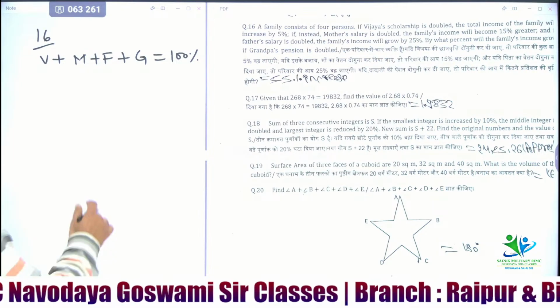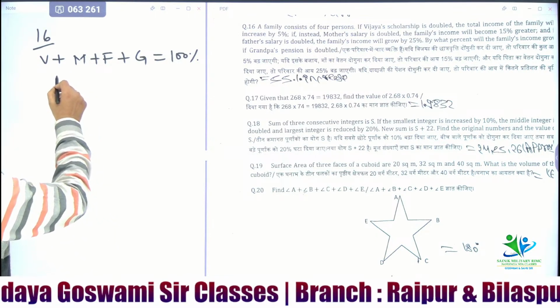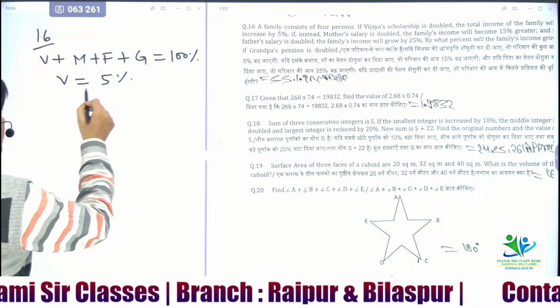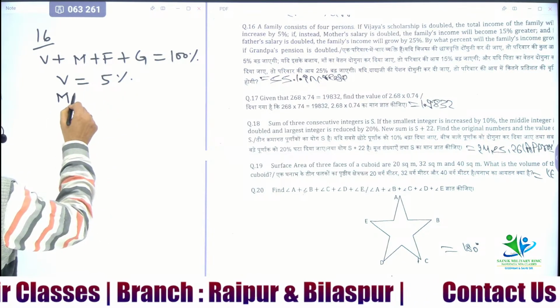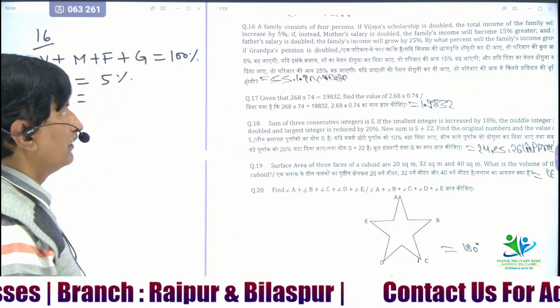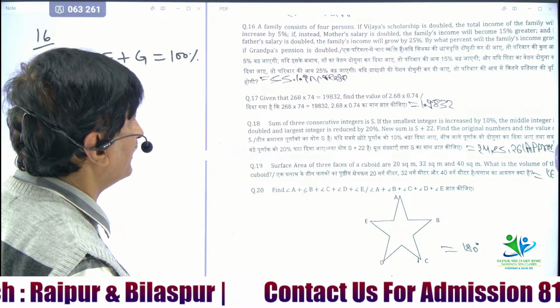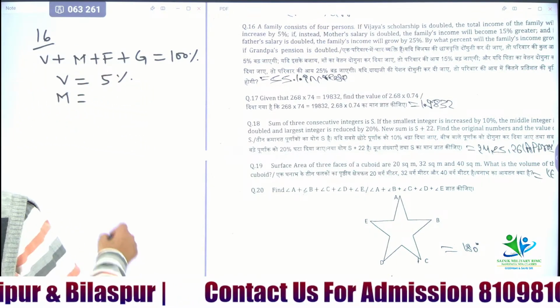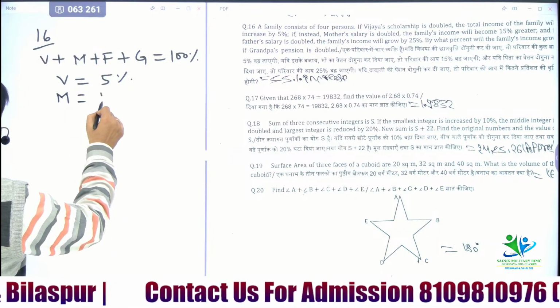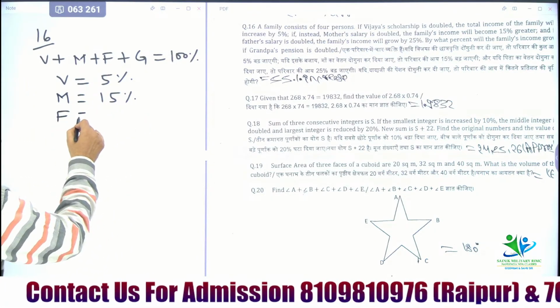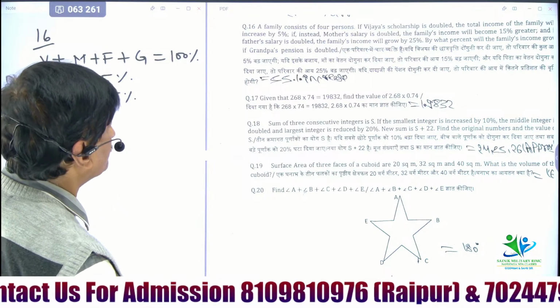That means Vijaya's scholarship is 5% of the total income. Similarly, in case of mother, if salary is doubled, then family income becomes 15% greater. That means mother's contribution is 15% in the income. And similarly, the father's contribution is 25%.